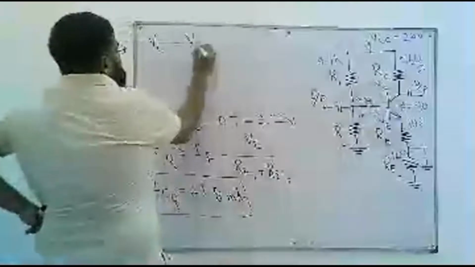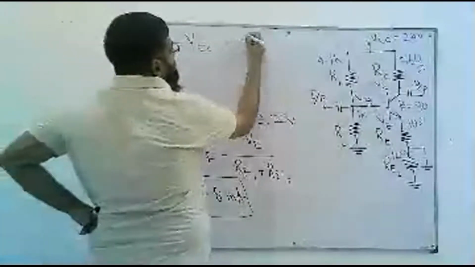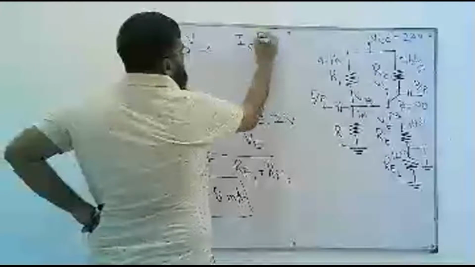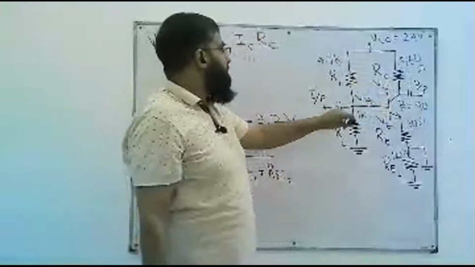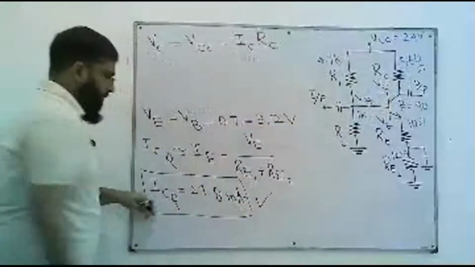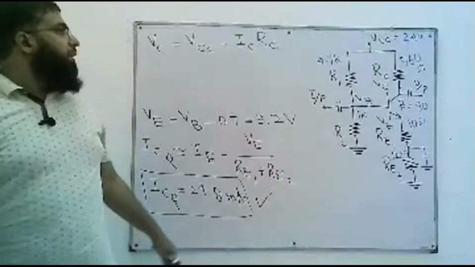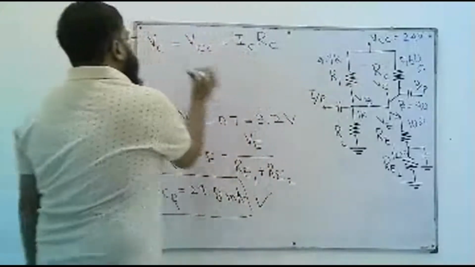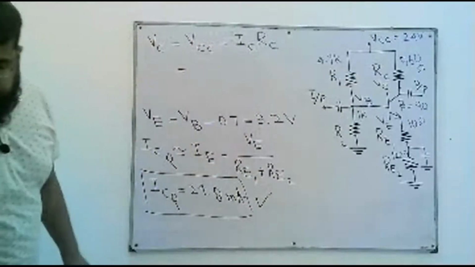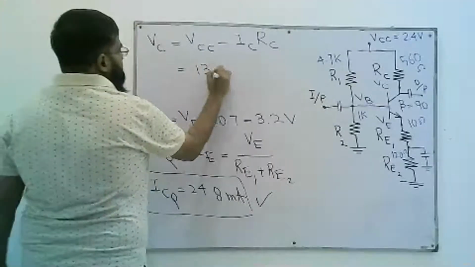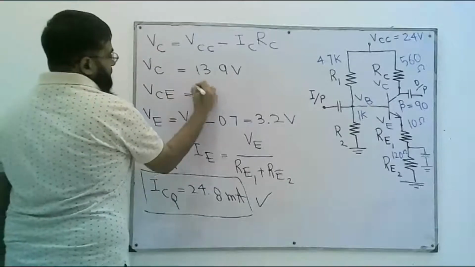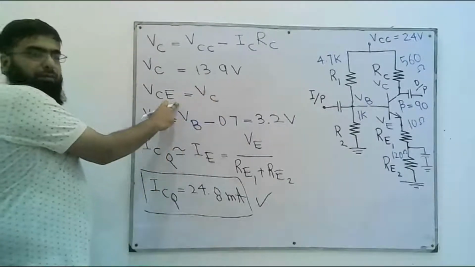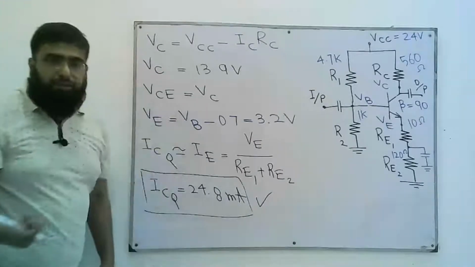So VC is the voltage of collector with respect to ground that we can compute using KVL, VCC minus ICRC. We know VCC is 24 volts. We know IC. What's IC? This we have just computed, 24.8 milliamperes, and RC 560 ohms. So we know everything to compute VC. VC comes out to be 13.9 volts, and then we can compute VCE because we know that VAB for any A and B is VA minus VB.